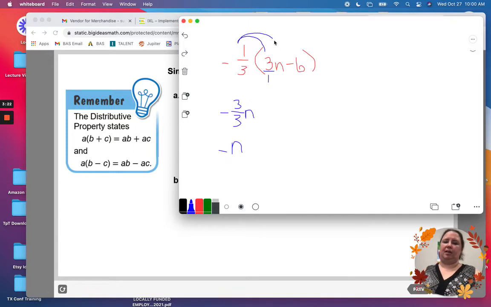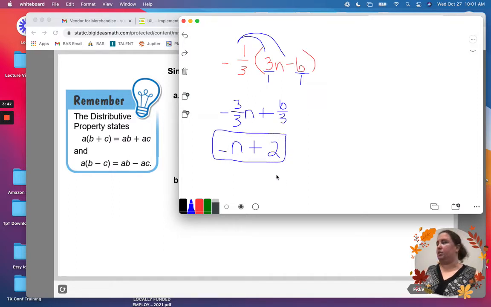Okay, now let's do the second half. A negative times a negative is a? Positive. And then I have another whole number, so I put it over 1. What's 6 times 1? 6. And 3 times 1? 3. Okay, and a negative times a negative made it a positive. Can I simplify 6 over 3? Yes. Which is? 2. Okay, so your final answer would be negative n plus 2.